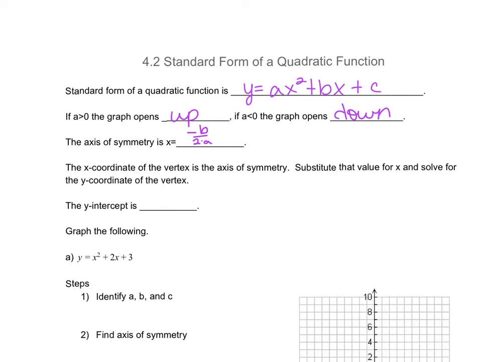The x-coordinate of the vertex is the axis of symmetry. Okay, so then that's also the x-coordinate of your vertex. You plug that value in for x and solve the equation. So whatever you get here, you're going to plug it in to your original equation for x, and then solve it, and that will give you your y-coordinate of the vertex. The y-intercept is always your c term, so it's at 0, c. And you'll use that a lot whenever you're graphing these.